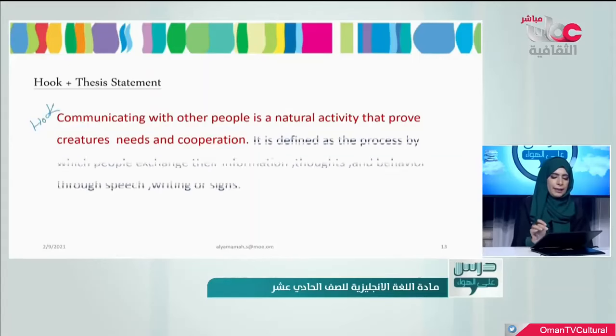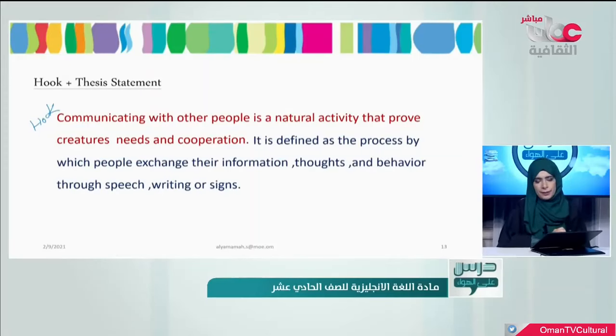and then I will add the thesis statement or the topic sentence. It is defined as, you can notice, I use one of the vocabulary or the language that we have to define something. It is defined as the process by which people exchange their information, thoughts, and behavior through speech, writings, or signs. This is for the introduction. This is the introduction.